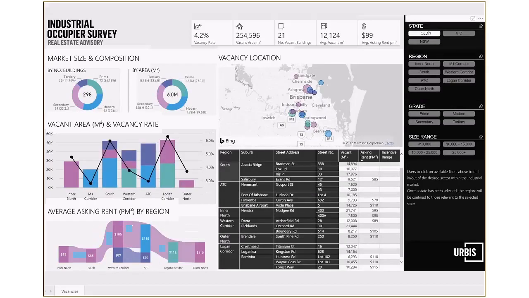If we jump up to Queensland, you can see the total market vacancy rate is 4.2% and about 250,000 metres of space. In terms of our methodology, we primarily focus on buildings that are 10,000 metres or greater. This dashboard is a subscription-based product and is to be updated on a quarterly basis.